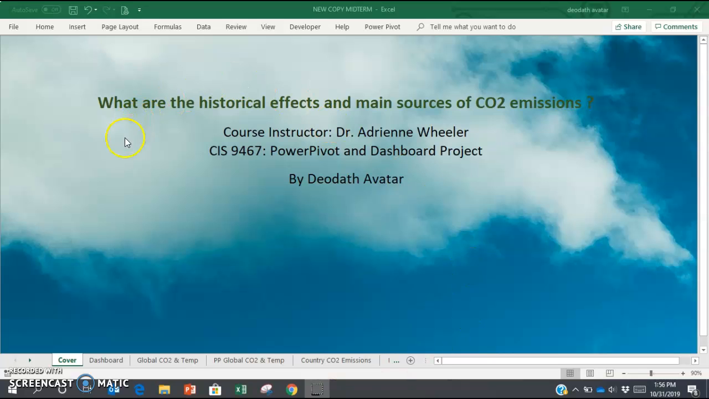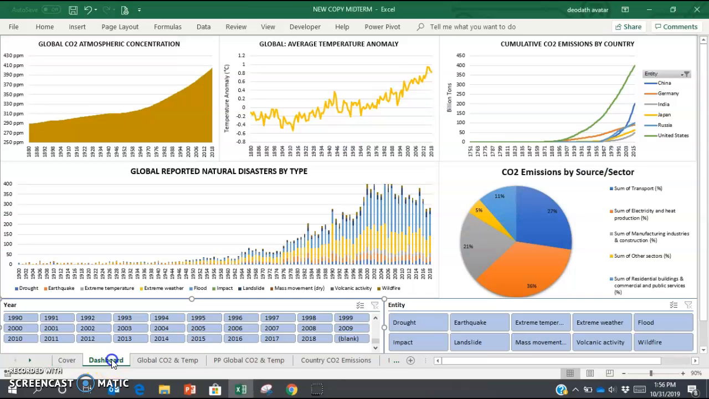My main goal for this project was to visualize the historical effects and the main sources of carbon dioxide emissions. After gathering my data, I was able to create this dashboard. As you can see, it has 5 charts in total, along with 2 slicers. The slicer on the left can be used to manipulate charts 1, 2, 3, and 4, and the slicer on the right can also be used to manipulate the data in chart number 4.